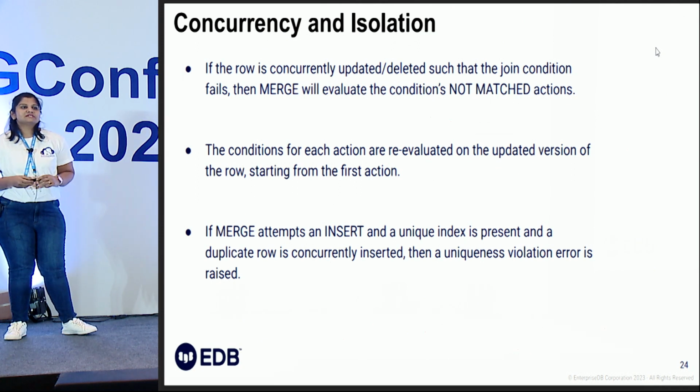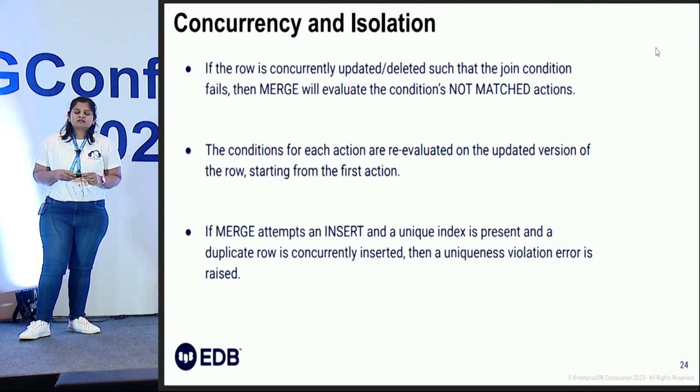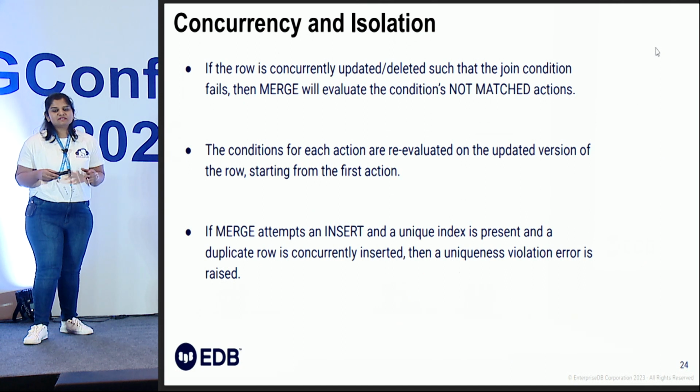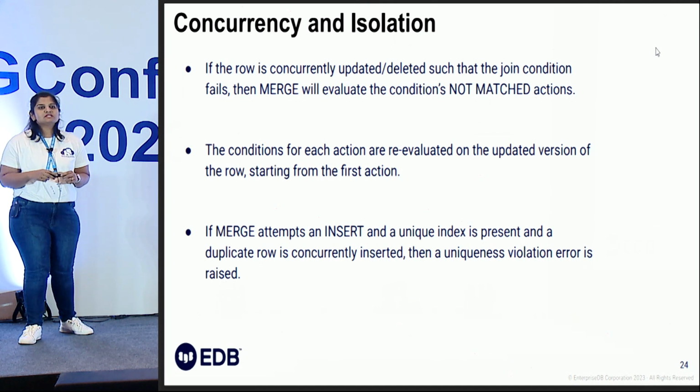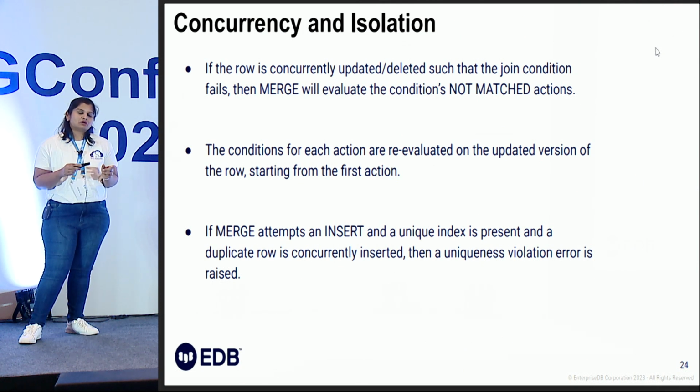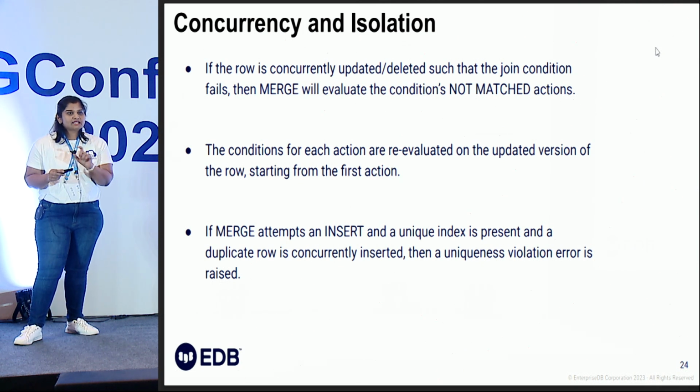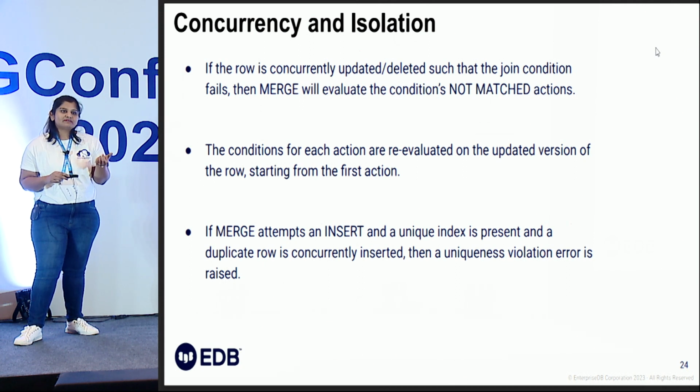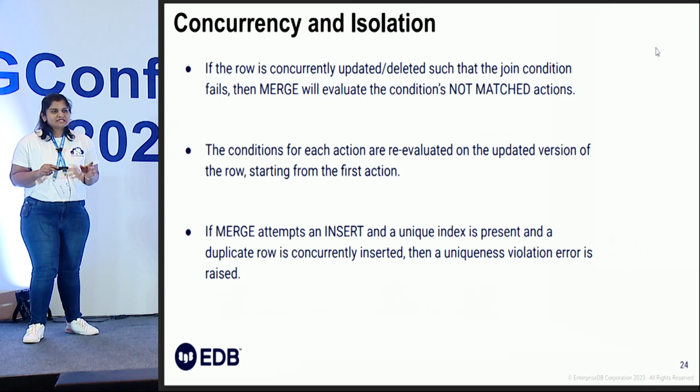So coming to concurrency and isolation, the principle is the same as what a normal insert, delete, or update would do. Suppose a merge is trying to update or delete a record, and that record is concurrently updated, so merge tries to perform its action on the updated version of the record. However, there is a twist here.